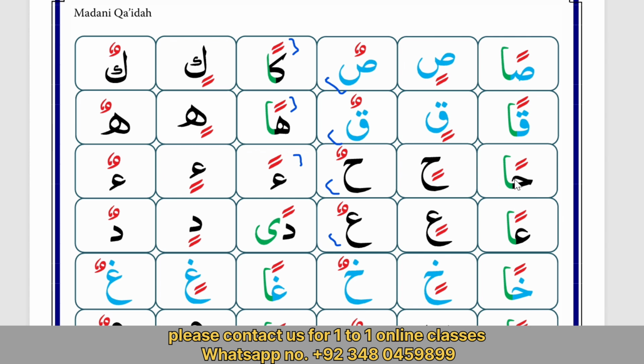Ha and ha. These are also from similar sound letters. So make clear difference between ha and ha. Okay. Ha, do zabar, han. Ha, do zer, hin. Ha, do pesh, hun. Han, hin, hun. Ha is pronounced from bottom part of throat. Okay. And ha is pronounced from middle part of throat.